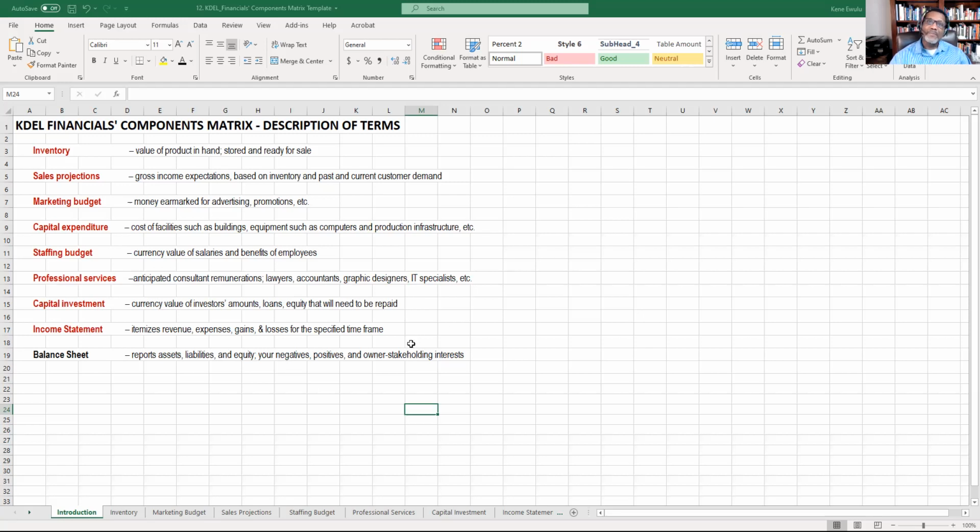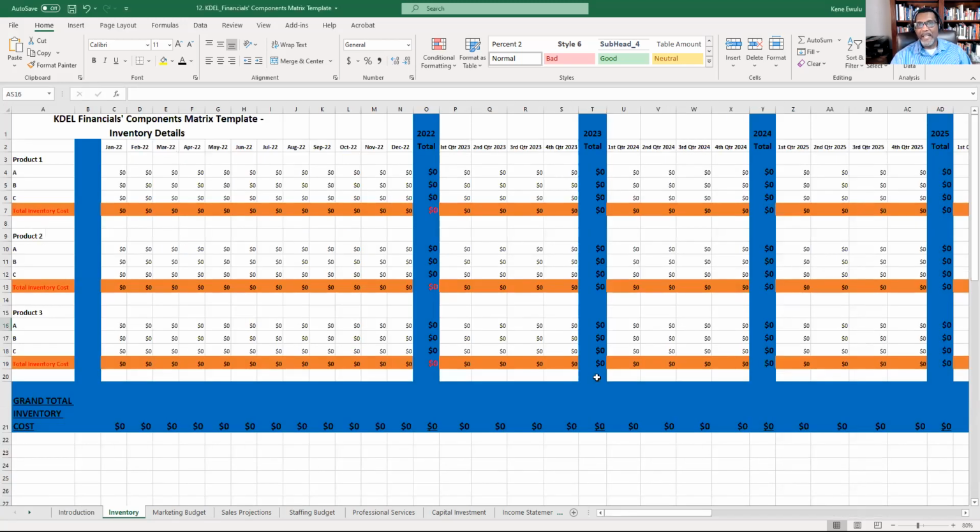For the sake of this presentation, I will not be looking at balance sheet because that's what professional tax accountants do for you at the end of a tax year. Having said that, I'm going to also share with you what each of these look like. You already have them. But for your inventory, this is what it will look like.